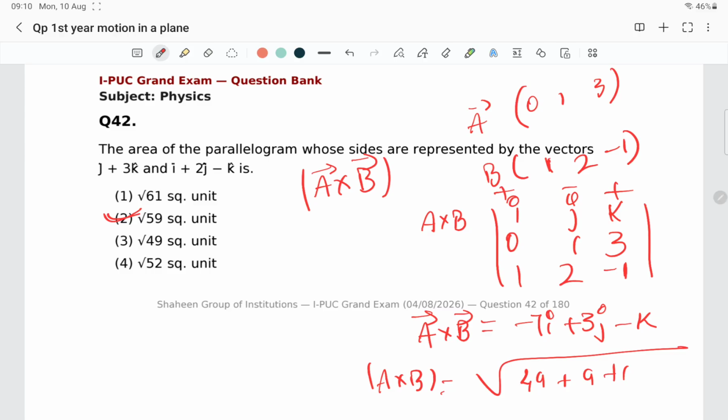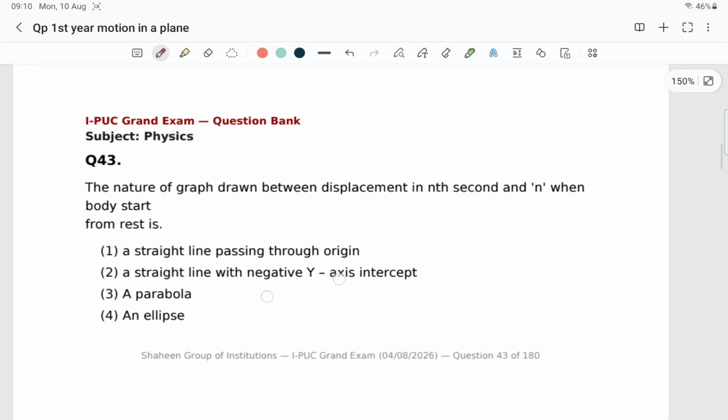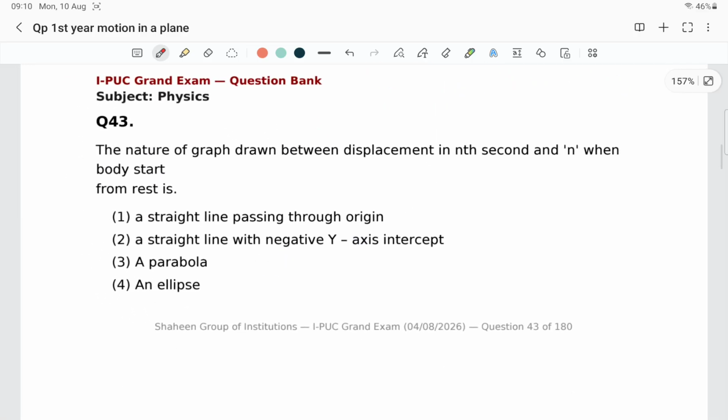Okay, let's move on to the next one. Question number 43. The nature of a graph drawn between displacement in nth second and n when a body starts from rest is. So how will you solve this? The body starts from rest, he says.